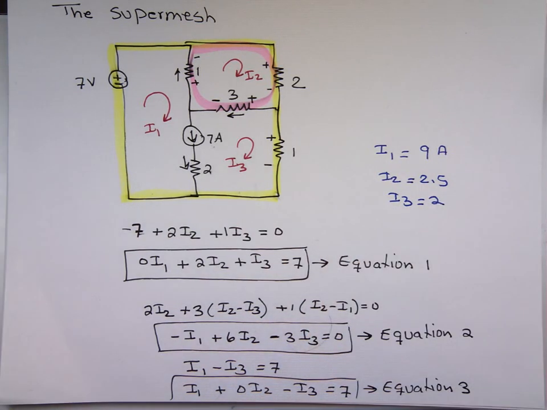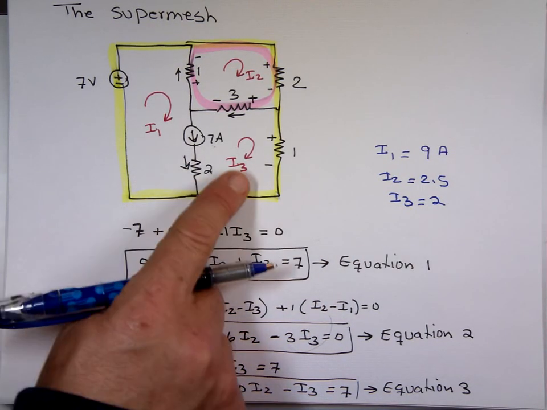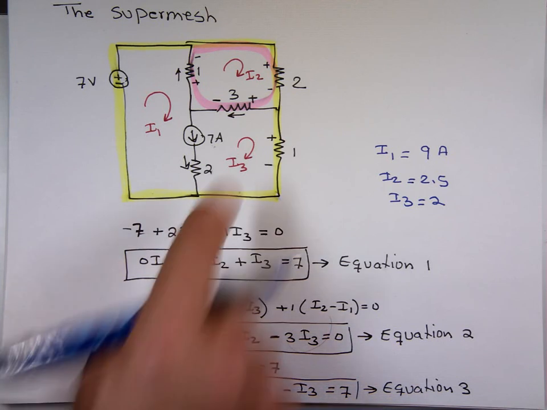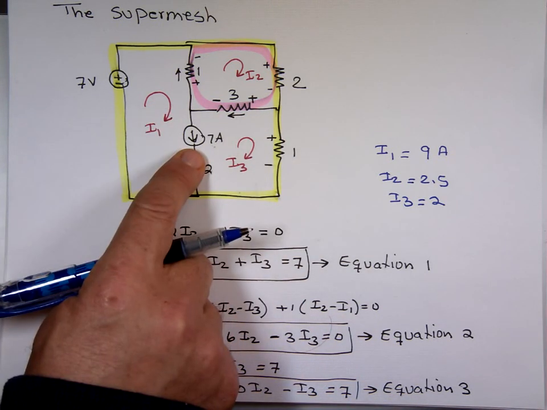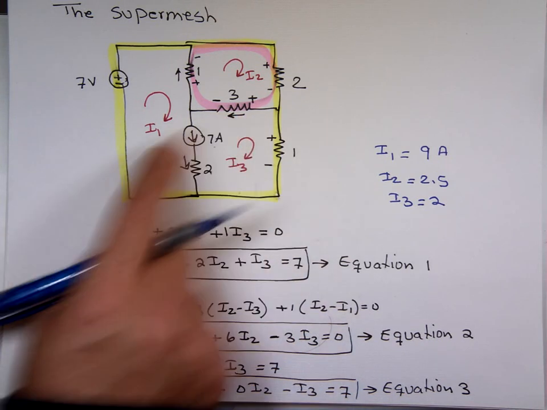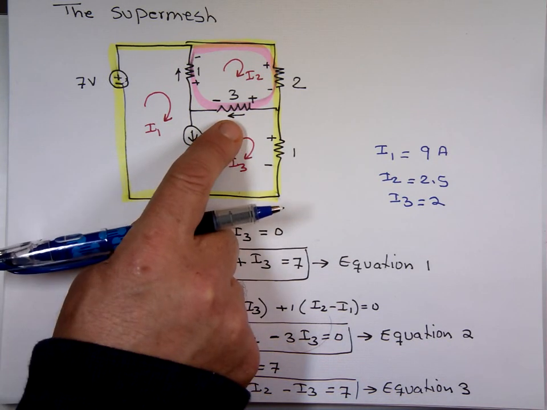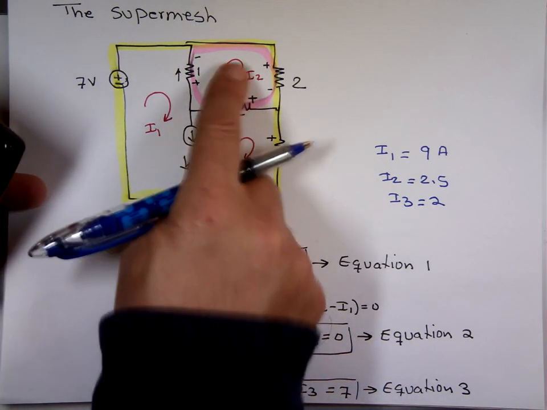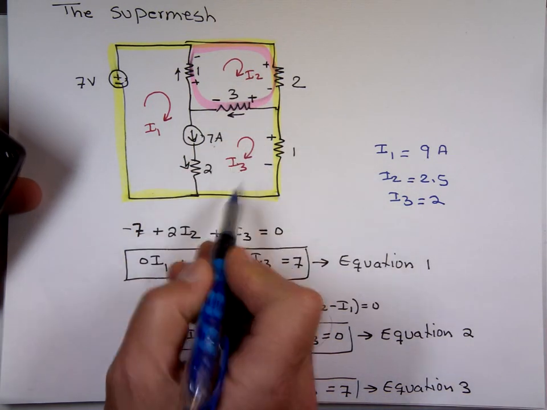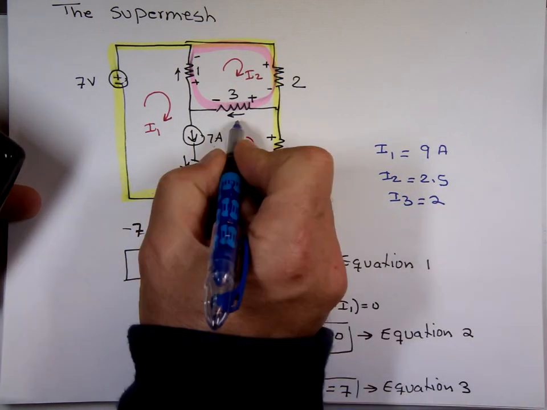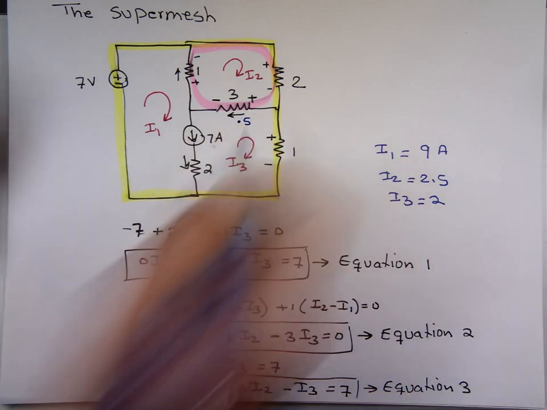Let's see if that's really true. You get 9 amps coming this way, you get 2 up, the result is 7 down. If you take this plus this, it should equal that, right? To find the current going in this direction, isn't that I sub 2 minus I sub 3? 2.5 minus 2 is 0.5, going this way.